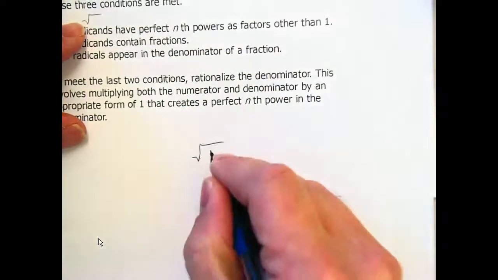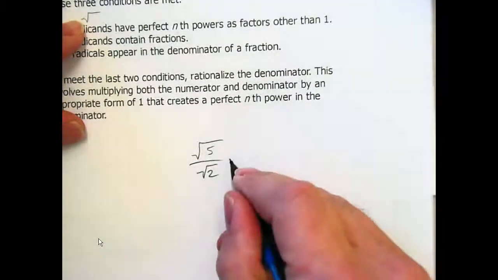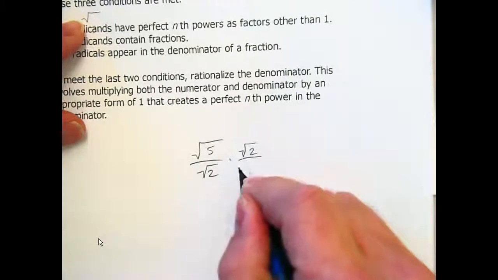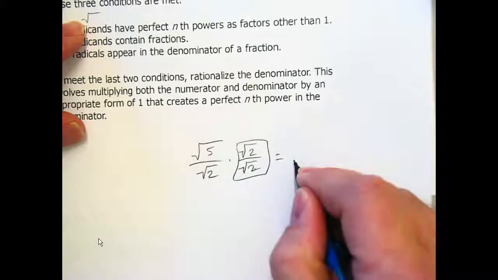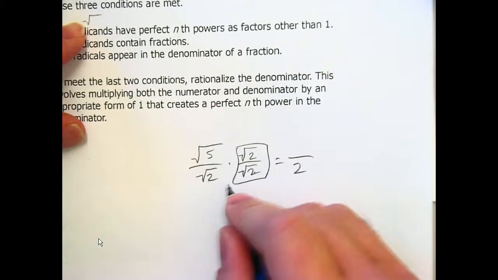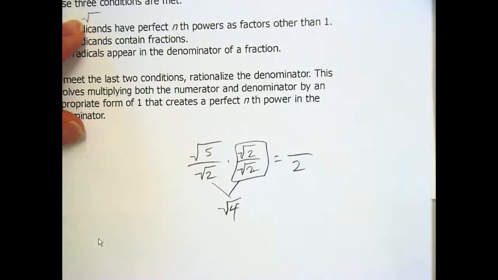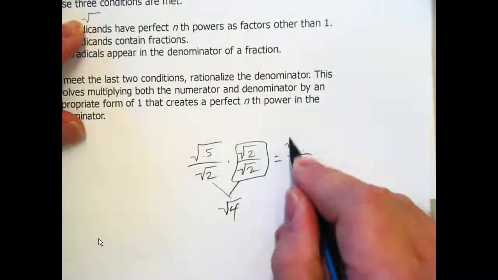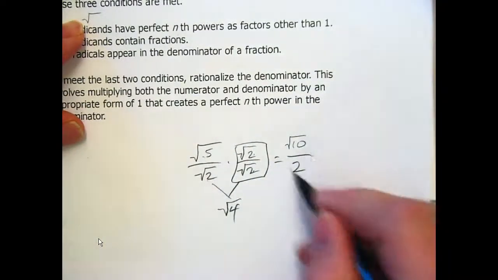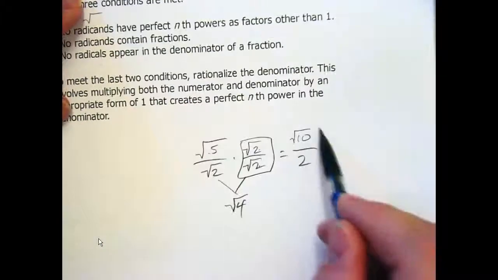So what you've learned in the past is like if we had root 5 over root 2, you'd say, well, I just multiply by root 2 over root 2, which gives me 2 on the bottom, because that's root 4. The whole point of multiplying there is to get that special perfect square. Root 4, which is 2, and this is root 10. Now I've fulfilled this situation. I don't have a radical in the denominator. I'm good.